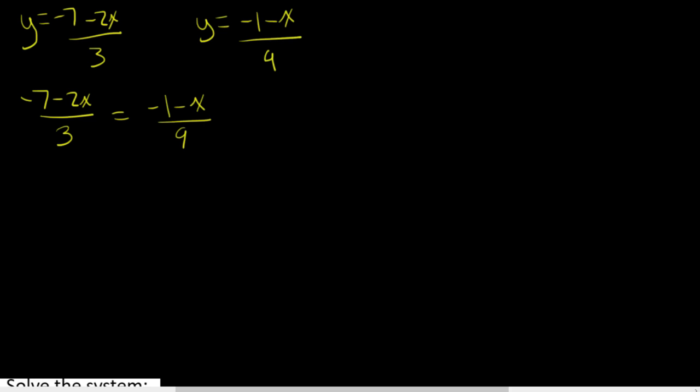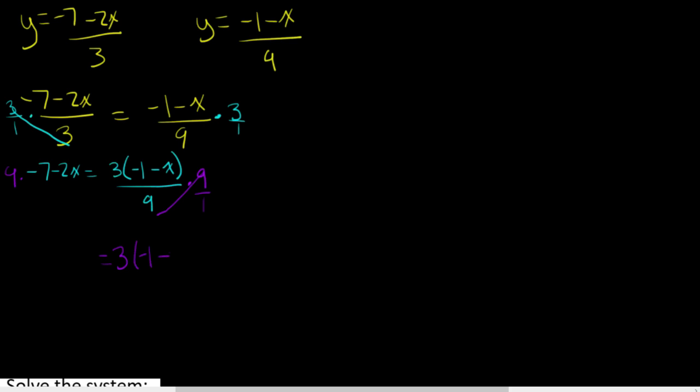And my class, you should remember that we're going to cancel each of these denominators individually. So I'll start with this 3 on the left. So I'll multiply both sides by 3. On the left, these should cancel. So I'll be left with negative 7 minus 2x is equal to, and on the right side, remember we're just multiplying straight across and we're going to leave them for now. So I have 3 times negative 1 minus x, all divided by 9. From here I'll multiply both sides by 9 to clear this denominator. On the right side, those will cancel. So I'm left with 3 times negative 1 minus x.